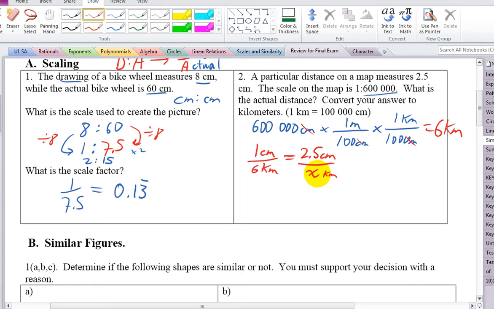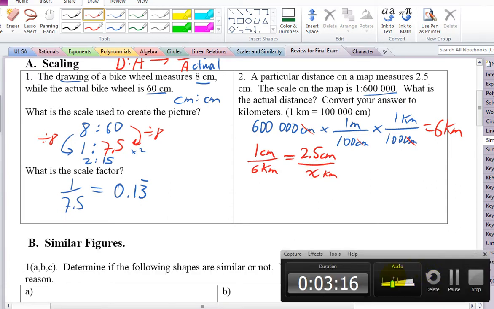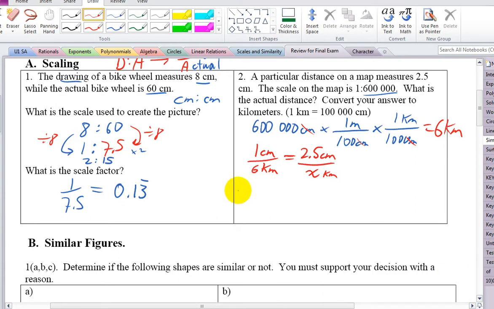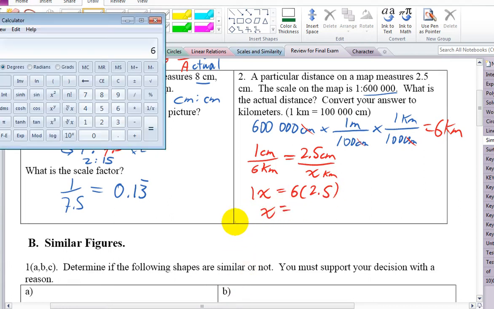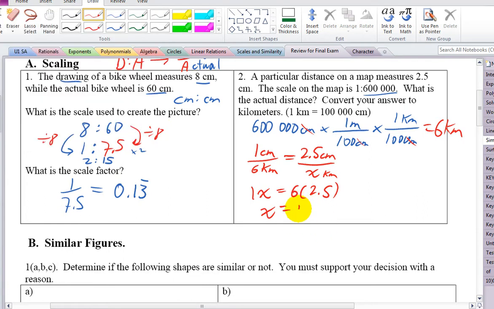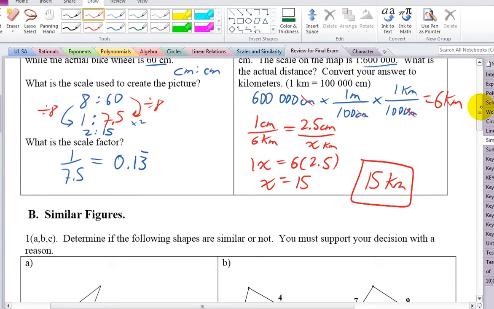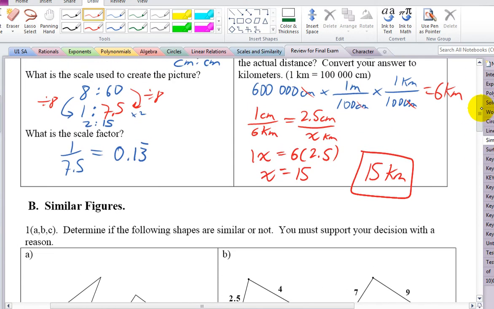Okay, so you can convert it first. Okay, cross multiply. Go ahead, solve for x. We get 1 times x equals 6 times 2.5. Go to our calculator. 6 times 2.5 equals 15. So this would be 15 kilometers. Careful with your units. We did switch them. That's why it's kilometers and not centimeters. Any questions?